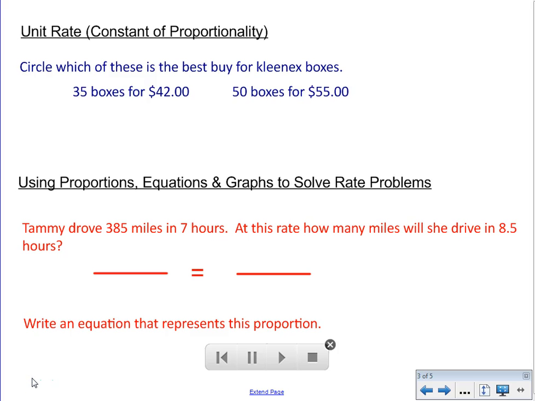Now we have to practice unit rate. It's also called constant of proportionality. They're asking us to circle which of these is the best buy for Kleenex boxes. Remember, we did this one on the board in class. If we went to Mark's or BJ's or Giant Eagle to see who had the best buy for Kleenex.